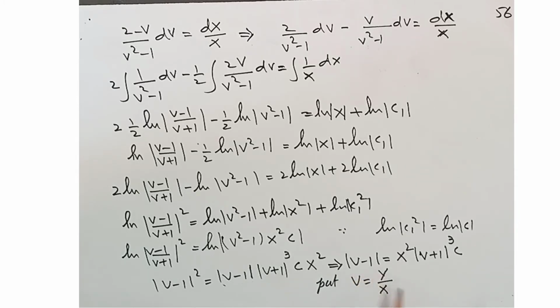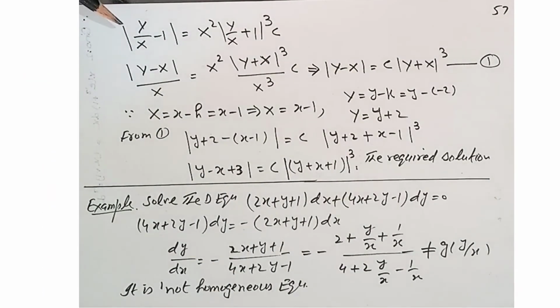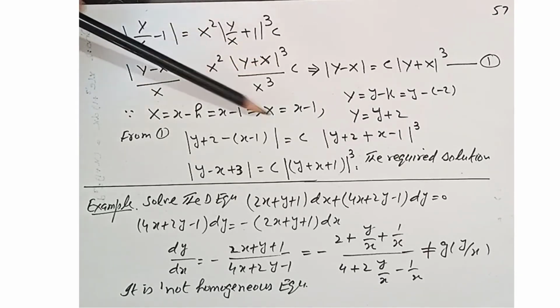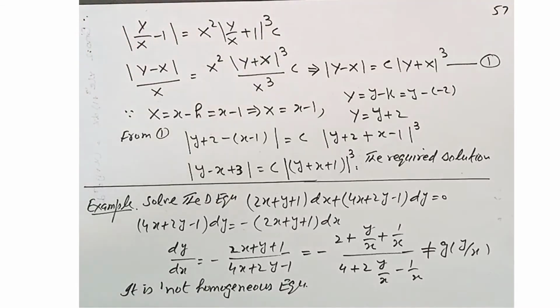So again, in place of v we put y over x. So in place of v we put y by x minus 1 and y by x plus 1, and after simplification we have y minus x over x, and this is the LCM, y plus x over x cube into c. So we multiply this term here, x cube, they will cancel, and we have y minus x equal to c into y plus x cube.